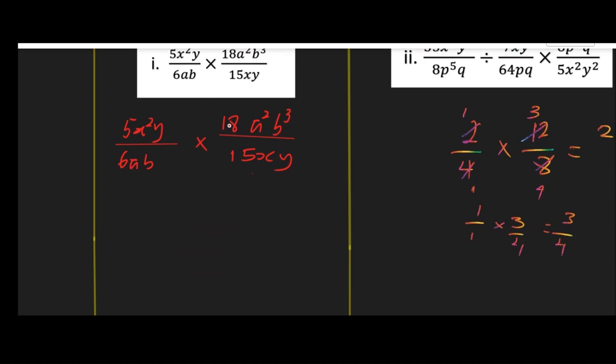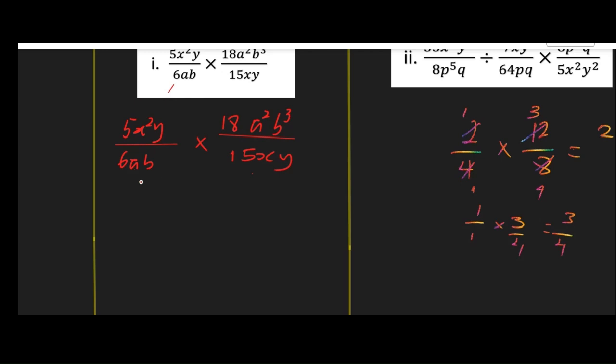We can just multiply 5x squared y by 18a squared b cubed, but that will make the work tougher or complicated. So we can simplify before we do the multiplication. In this case, we can do cross cancellation. Cross cancellation is using, let's say, 6 to cancel out 18 here. You can also do vertical cancellation if it is possible.